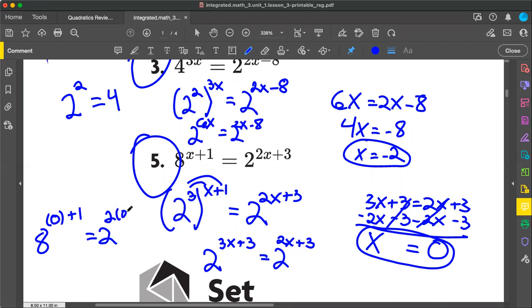And then 2 times 0 plus 3. This just becomes 8 to the first power, and this now becomes 2 to the third. So this is really saying that 8 equals 8. That's a true statement. We know we did this right. Capiche? Makes sense? I'll see you in the set.